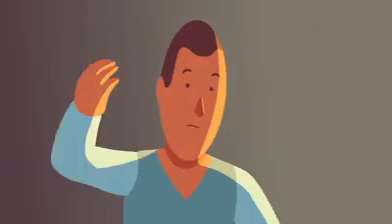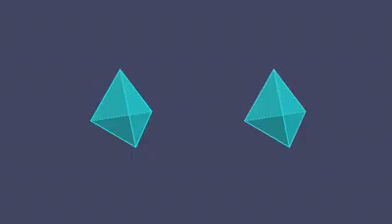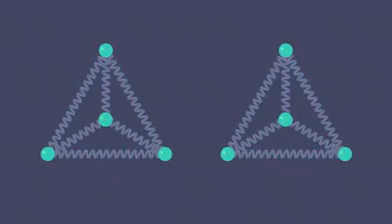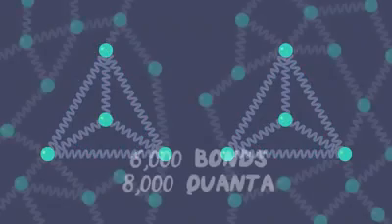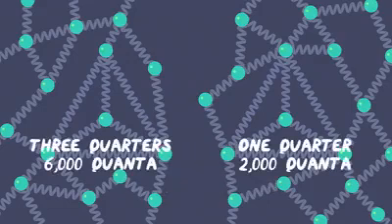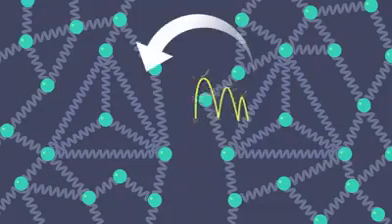Why doesn't this ever happen in real life? It's all about the size of the system. Our hypothetical solids only had 6 bonds each. Let's scale the solids up to 6,000 bonds and 8,000 units of energy, and again start the system with 3/4 of the energy in A and 1/4 in B. Now we find that the chance of A spontaneously acquiring more energy is this tiny number.